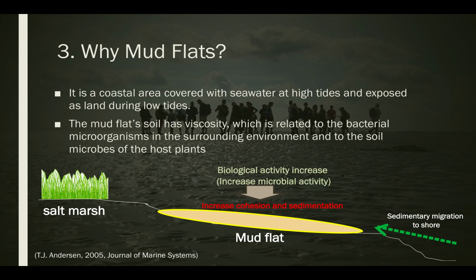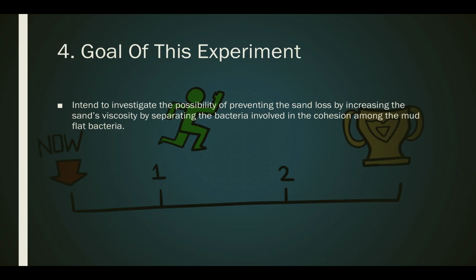Mudflat is characterized by the fact that it is not easily washed away due to viscosity even when the water continues to move. The viscosity of the mudflat is formed by the action of various microorganisms present in it, and thinking that it has a particularly high bacterial action, I decided to separate the mudflat bacteria and use them to increase the sand's viscosity. In this study, I have attempted to delay the coastal erosion by increasing the sand's viscosity and decreasing the sand's movement, since coastal erosion is caused by the sand's movement by wind and wave. I decided to use mudflat bacteria as a means to increase the sand's viscosity.